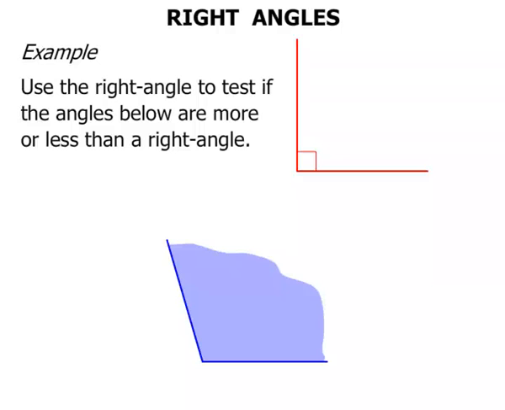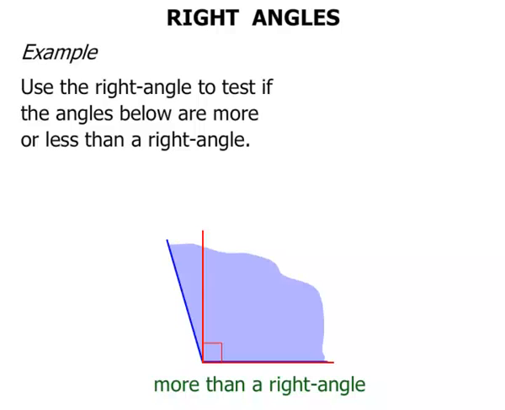So less than a right angle there. Now this angle here, what do you think? More or less than a right angle? Sometimes they're pretty easy to tell. Well, let's test it out anyway. Yes, you can see that angle marked in blue there is certainly more than a right angle.